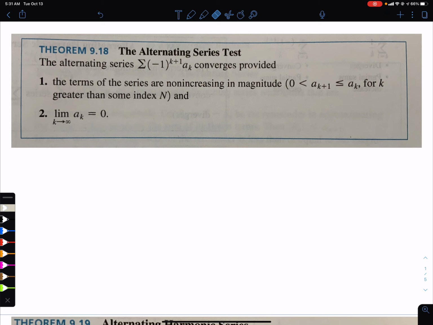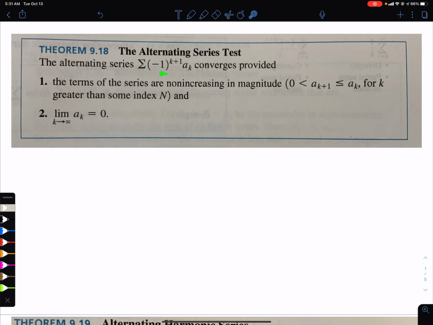So, the alternating series test. You've had tests for convergence for a lot of different things, like p-series rules, comparison test, limit comparison test, integral test, divergence test. There's a bunch of different tests. For an alternating series, it becomes a lot easier, because here is the alternating series test.